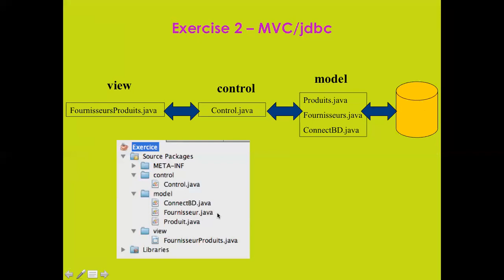So our program will contain the following. In NetBeans, for example, we will have a control package which will contain the Control.java class, the model package containing ConnectDB, Provider and Product, and the view which will contain a Swing class. Okay.